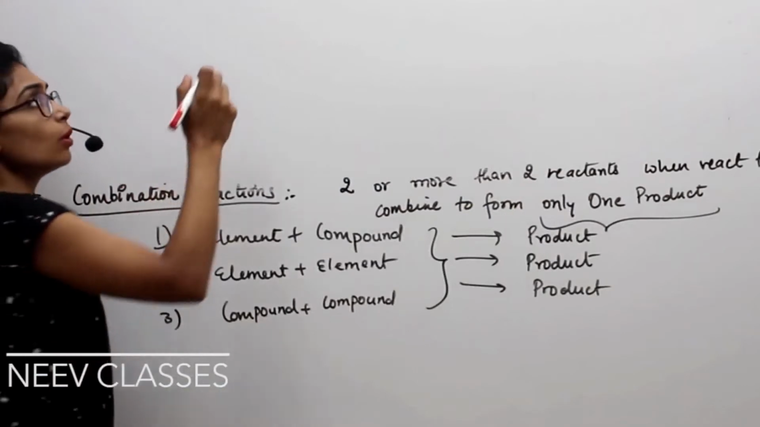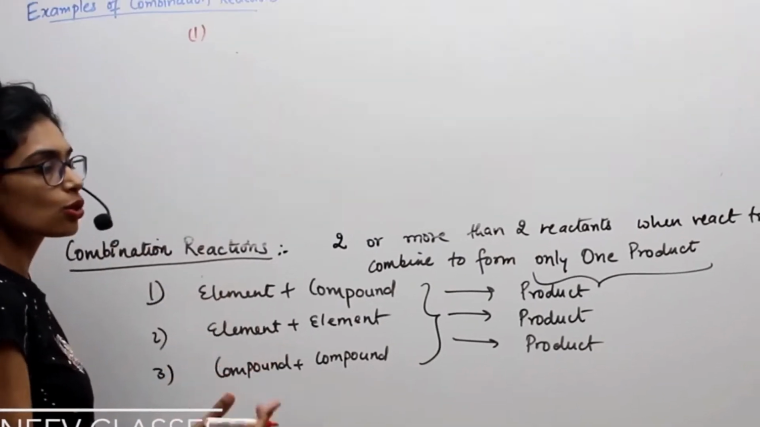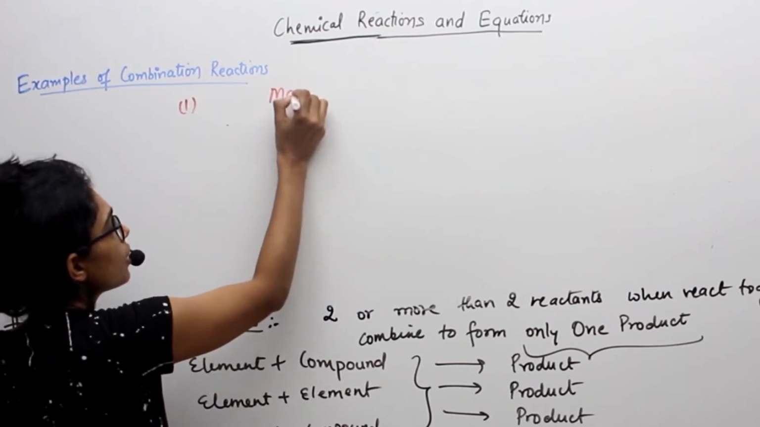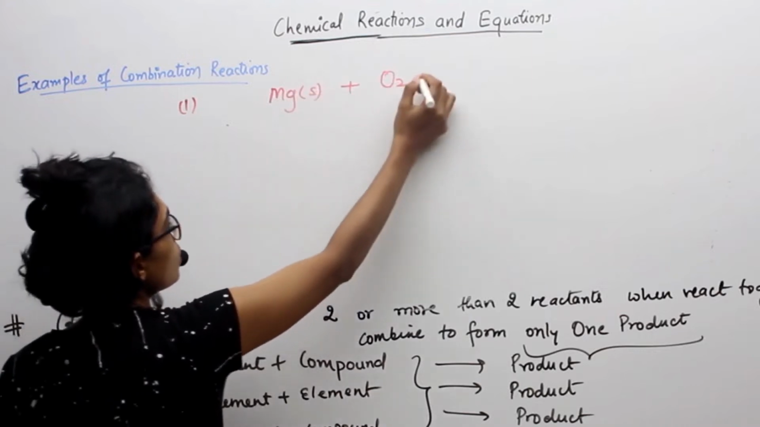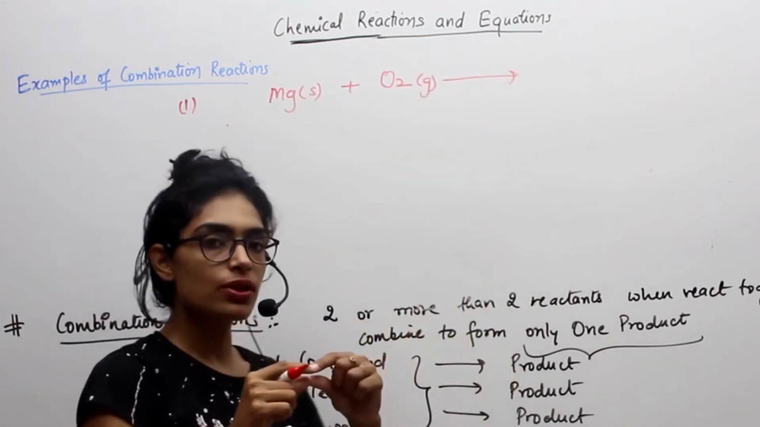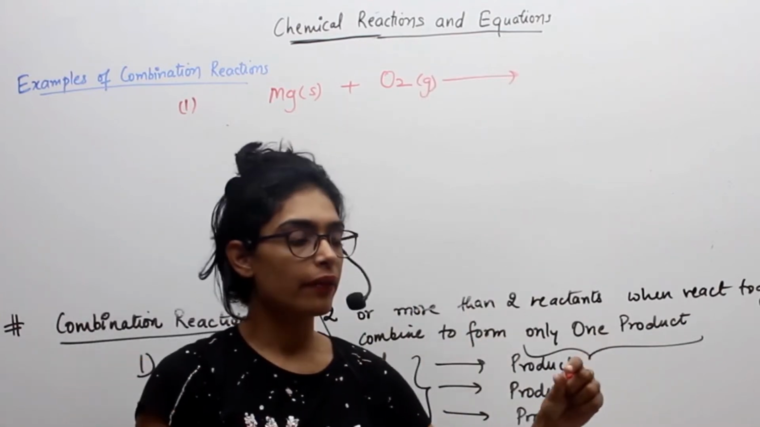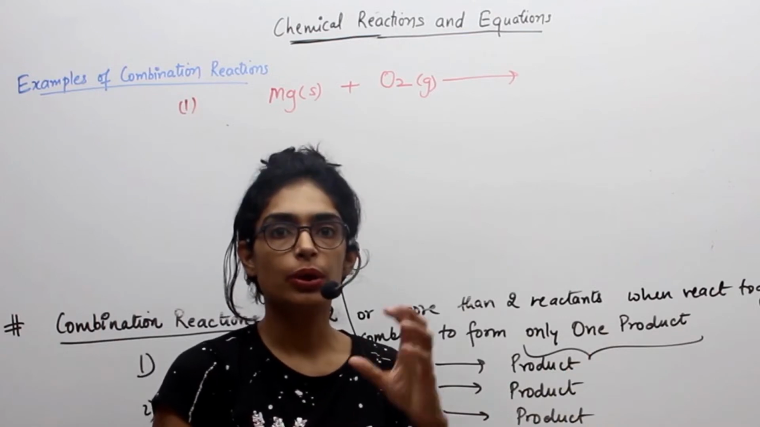So the first example of a combination reaction, which we have done in earlier lectures also, is the reaction of magnesium with oxygen. Magnesium is solid, oxygen is gas, and these two are burnt together in the laboratory. Basically, we take a magnesium ribbon and burn it in the presence of oxygen using the Bunsen burner that you have in the lab.